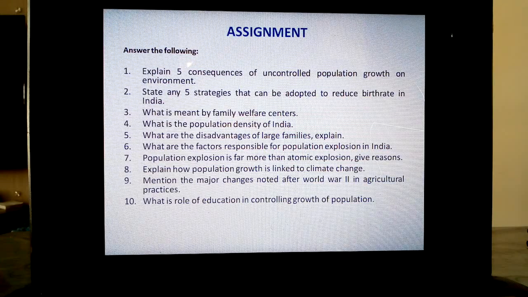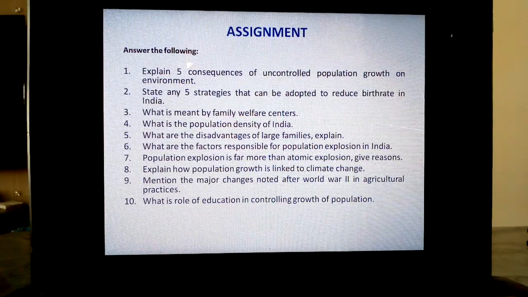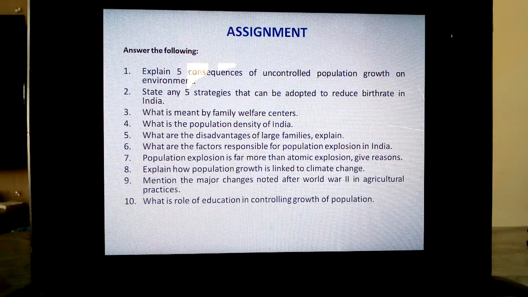Got it, children? Now the assignment. Answer the following. Explain 5 consequences of uncontrolled population growth on the environment. State any 5 strategies that can be adopted to reduce the birth rate in India. What is meant by family welfare centers? What is the population density of India? What are the disadvantages of large families? Explain the factors responsible for population explosion in India. Population explosion is far more dangerous than atomic explosion. Give reason or comment on it. Explain how population growth is linked to climate change. Mention the major changes noted after World War II in agricultural practices. What is the role of education in controlling the growth of population? Thank you.